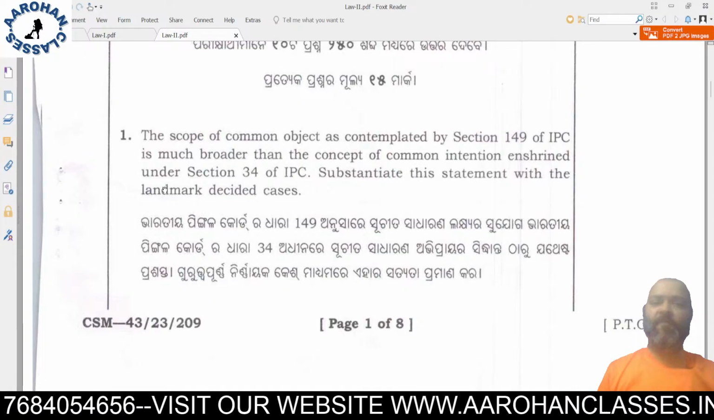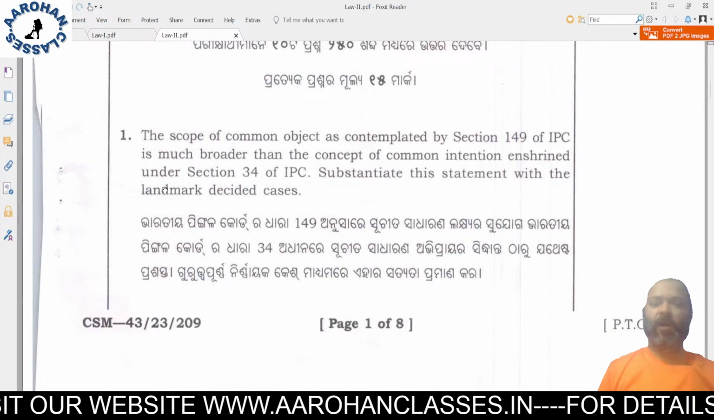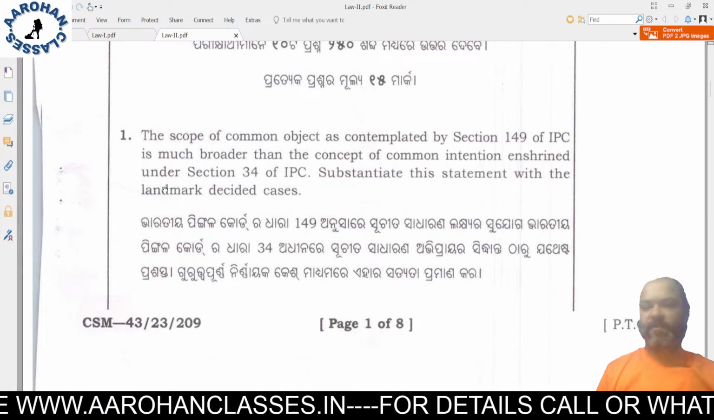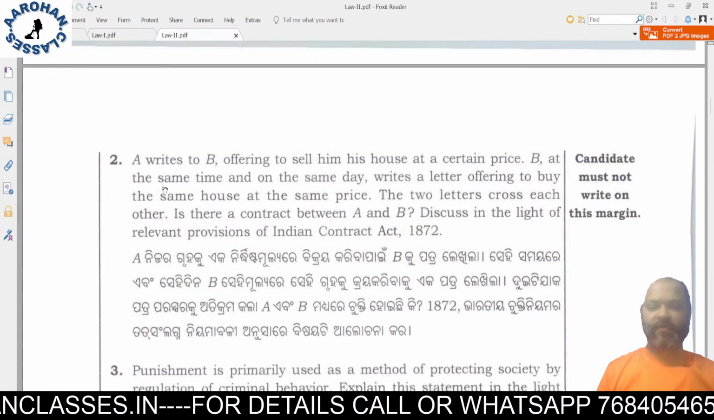The scope of common object as contemplated by section 149 of IPC is much broader than the concept of common intention enshrined under section 34 of IPC. Substantiate this statement with landmark decided cases.